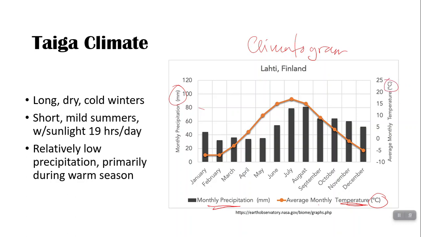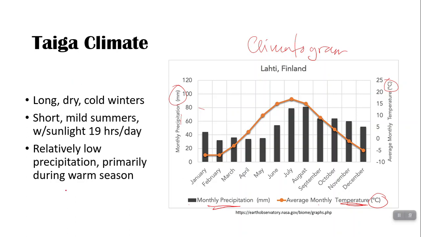Notice that there are two y-axes on this. This lets you show twice the data on the same graph. So when we look at the bars, the gray bars, that's showing us monthly precipitation, and we need to use the axis on the left. When we're looking at the average monthly temperature, that is the line graph, and that is going to be used with the axis on the right. So just keep that in mind.